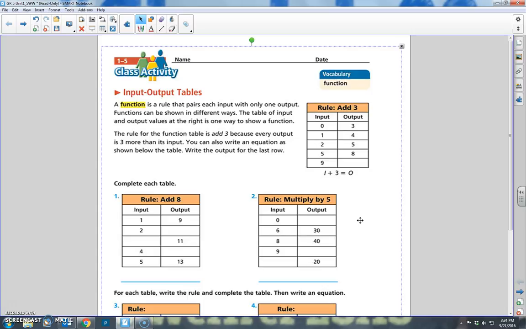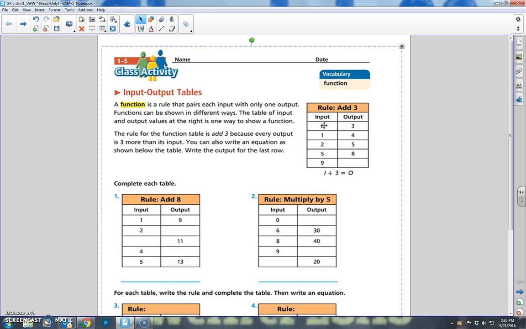So if you remember, we have an input side, which is right here, and we have an output side, which is right here. There's also a rule that is right on top, usually in orange. Usually it's kind of across both the input and the output. So you have to follow the rule.